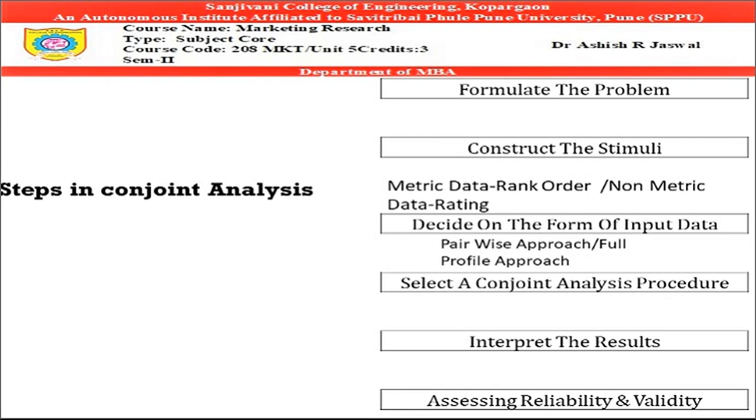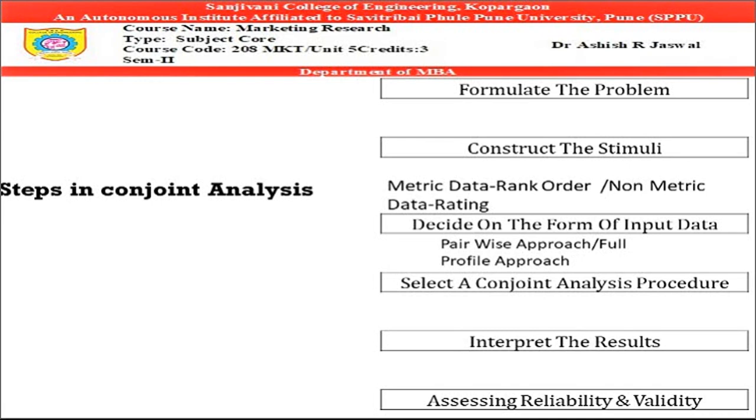Formulate the problem and construct the stimuli. What is the trade-off you are interested in? Either a design, a price, a packaging, or you are remodifying the product. What are we going to do, and what are the attributes? Then we need to decide the desired form of input data, whether it is metric or non-metric, and whether you want your respondents to just rank or to compare. Either you rate them or you rank them. When you have ranking given, it is called metric data, and when you have rating given, it is called non-metric data.